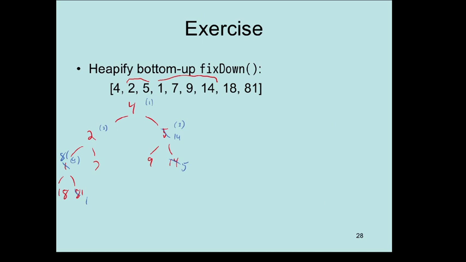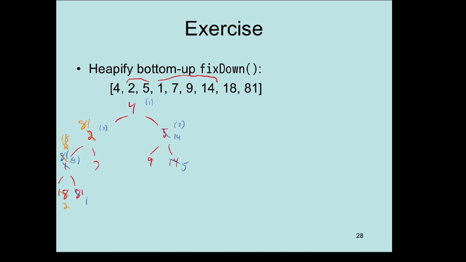I do a fix down on index 2, which happens to be the value 2. So 2, 81, and 7, I fix down. I choose the largest child to move up. So 81 moves up and 2 moves down. I'm in the middle of a fix down though. I've got to keep going until I reach a leaf level or restore the heap. 2's children are 18 and 1. 18 moves up, 2 moves down, and I've completed my fix down there.